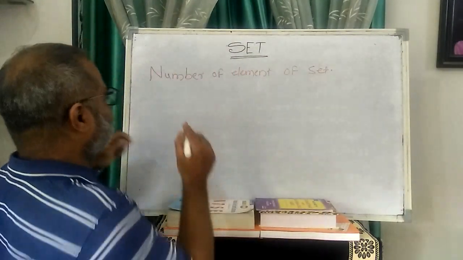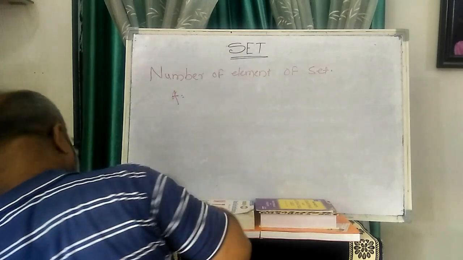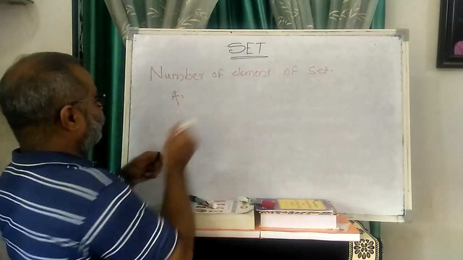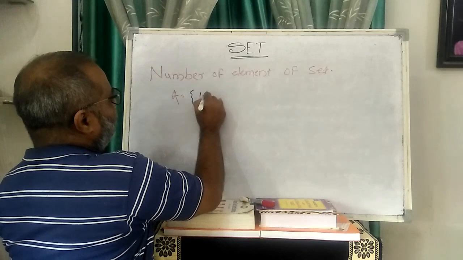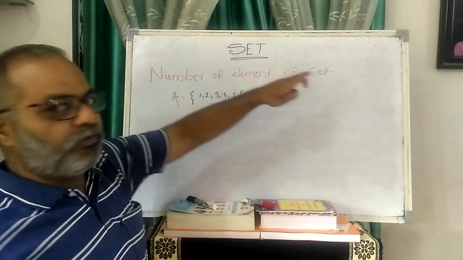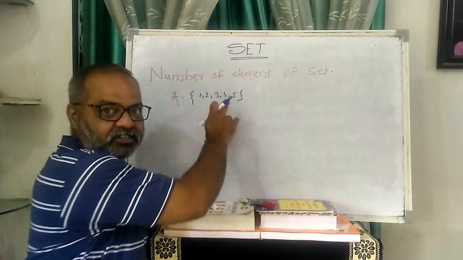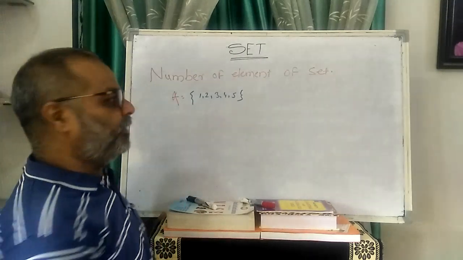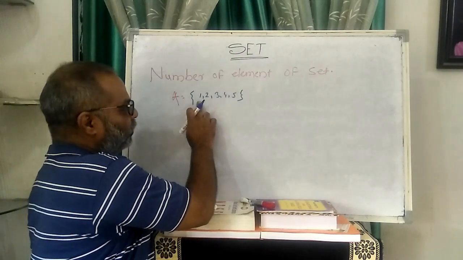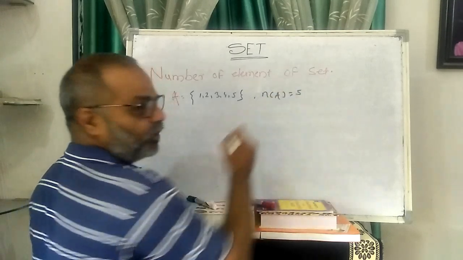Okay, now I just write set A. The elements it contains are 1, 2, 3, 4, 5. What is the meaning of number of elements of a set? How many elements are present in that set is called the number of elements of the set. So how many numbers are present? 1, 2, 3, 4, 5. So n of A is equal to 5.